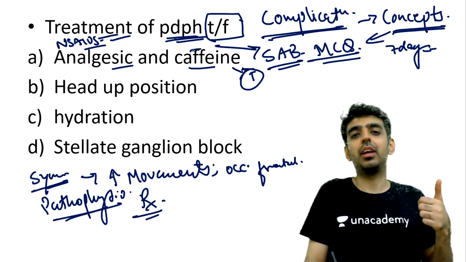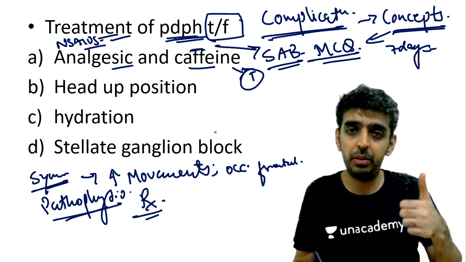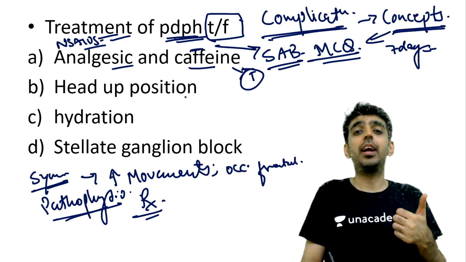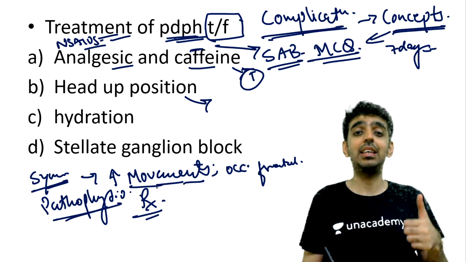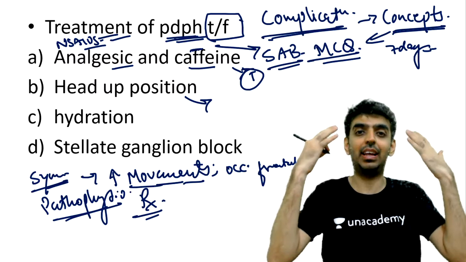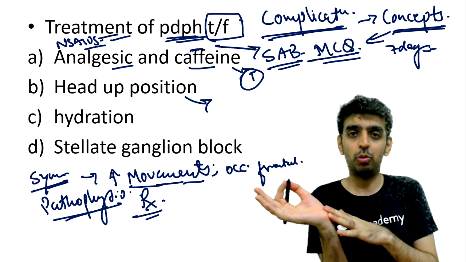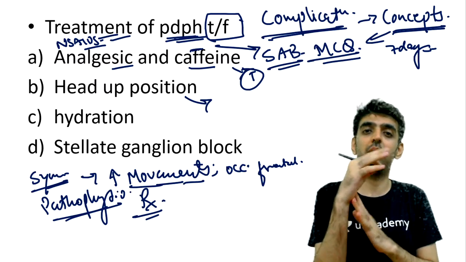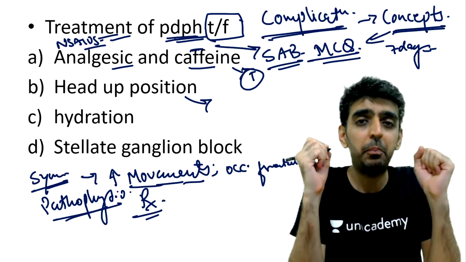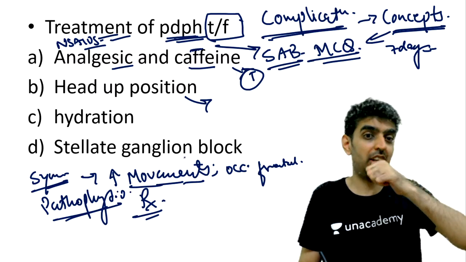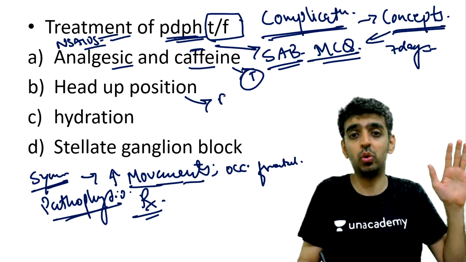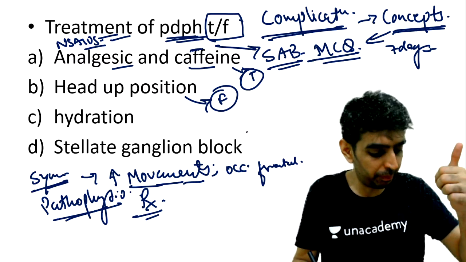Along with caffeine, it is used as a treatment for PDPH. Yes, that is a true answer. Head up position. As in the signs and symptoms, we have already mentioned that an increase in movement will cause an increase in headache, right? When the patient is lying supine and suddenly wakes up or gets up, the patient will suddenly feel unbearable pain, right? So head lying down position is a treatment, not a head up position. So option B is false, right people?